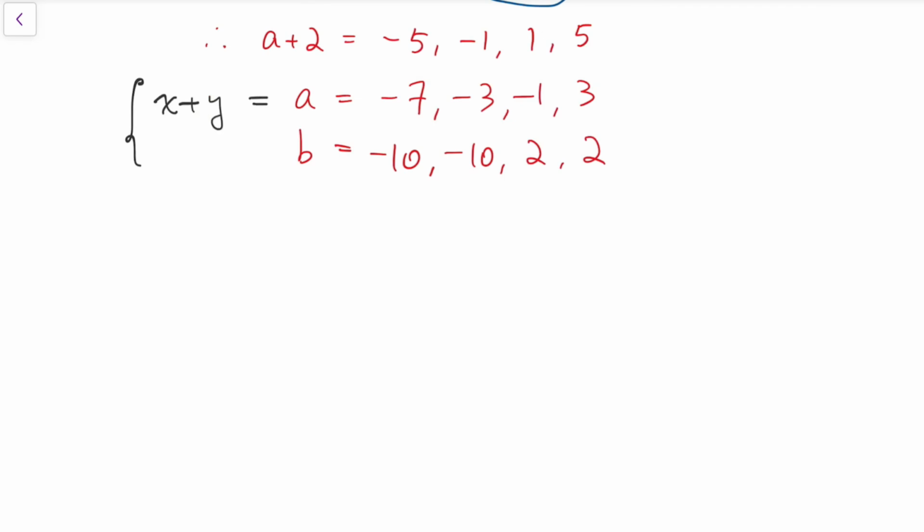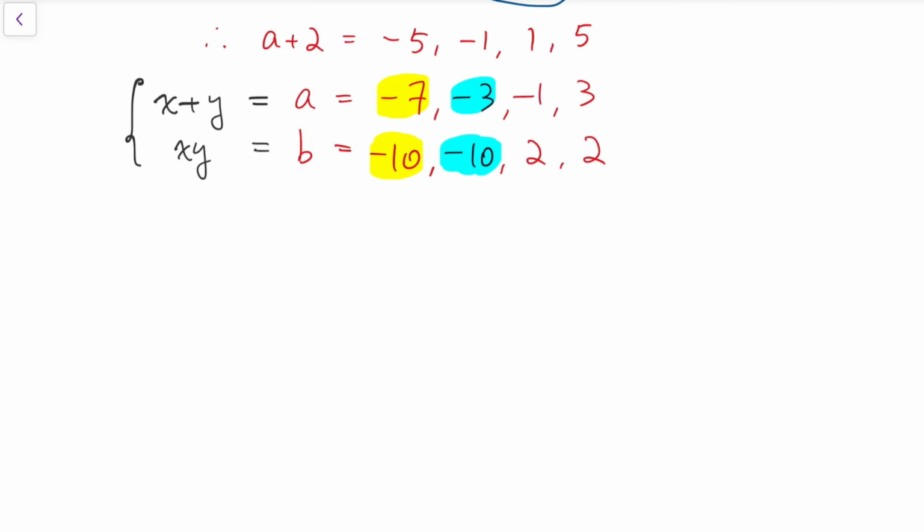I know that for these two integers, the sum is, for example, either minus 7 and then the product has to be minus 10. That's the first system. Or the sum has to be minus 3 and the product has to be minus 10. The second system, and so on.